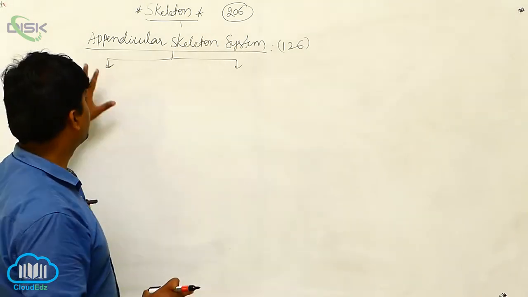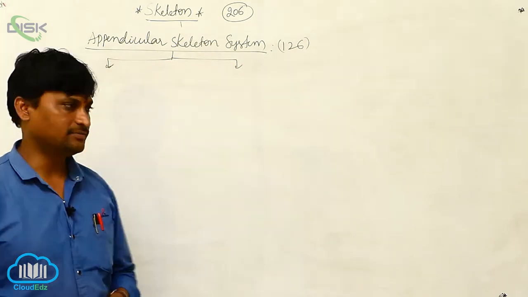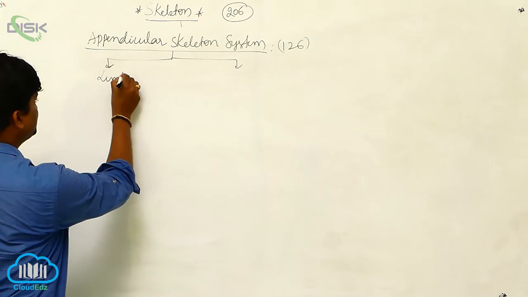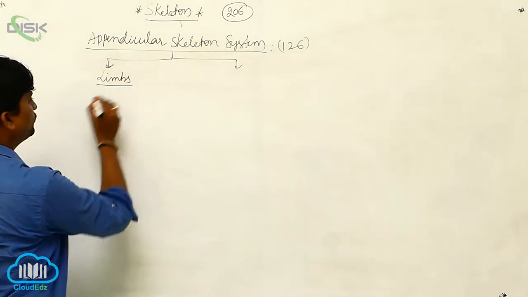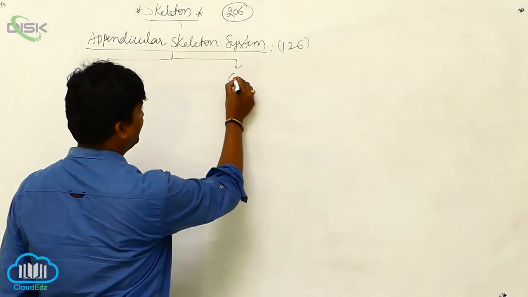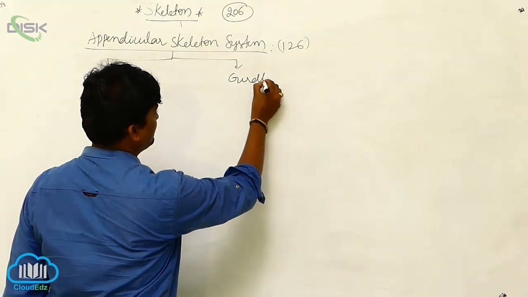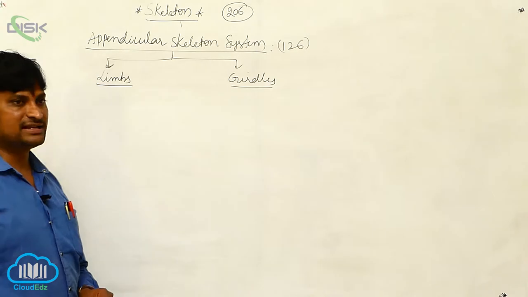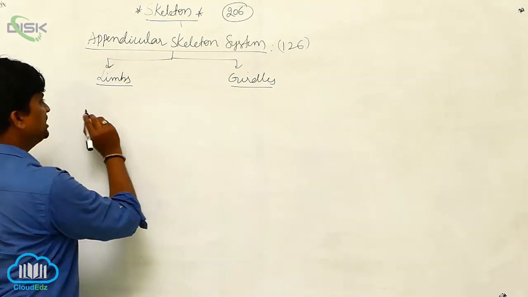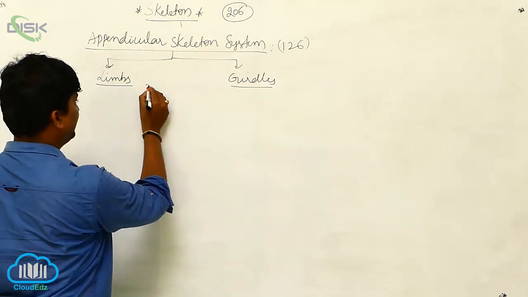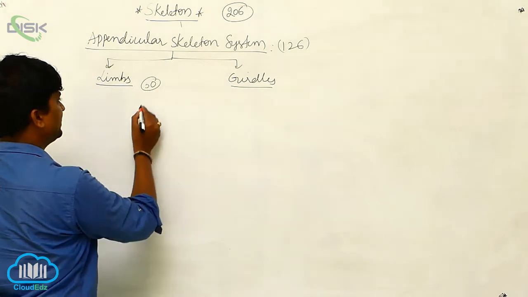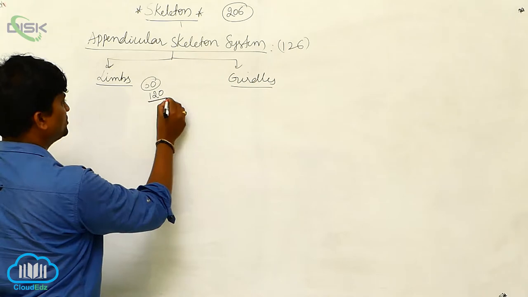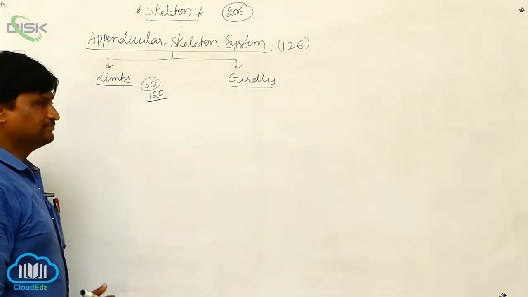Now we are going to discuss the appendicular skeletal system. The appendicular skeletal system consists of limbs. Limbs means forelimbs and hind limbs, and girdles. Girdles means the pectoral girdle and pelvic girdle. Each limb consists of 30 bones. There are four limbs, so we consider 120 bones associated with the limbs.